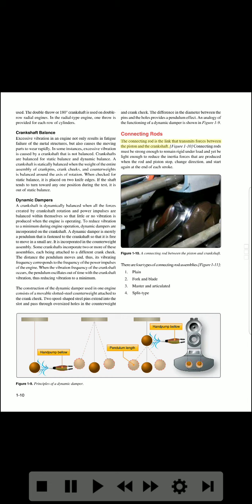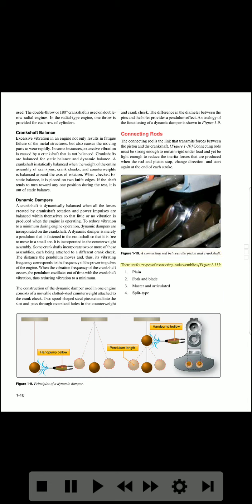Connecting rods. The connecting rod is the link that transmits forces between the piston and the crankshaft. Figure 1-10. Connecting rods must be strong enough to remain rigid under load, and yet be light enough to reduce the inertia forces that are produced when the rod and piston stop, change direction, and start again at the end of each stroke. Figure 1-10. A connecting rod between the piston and crankshaft.